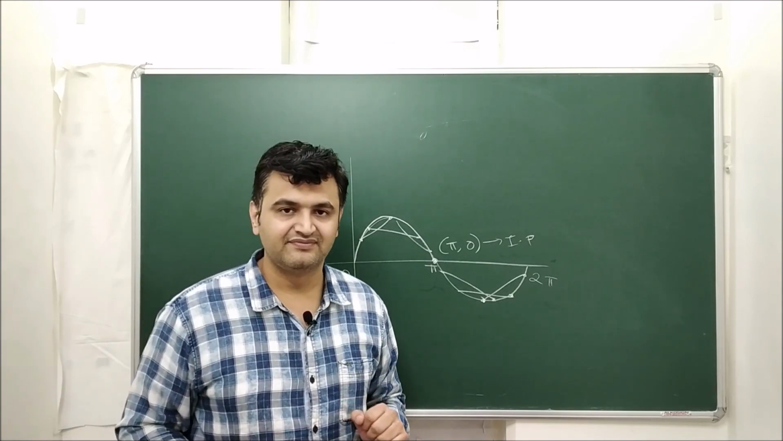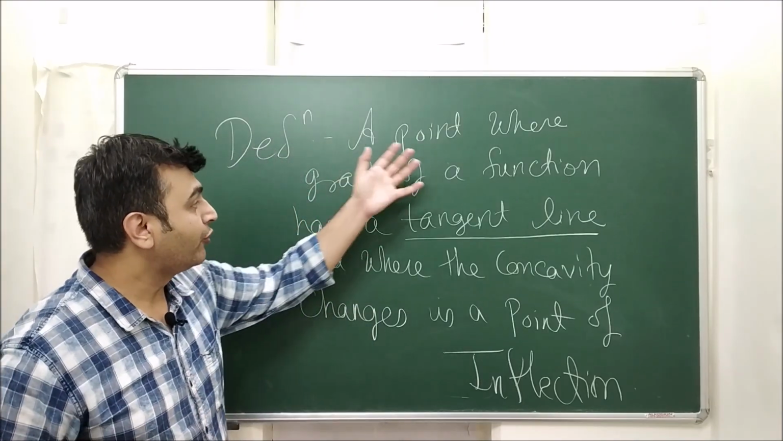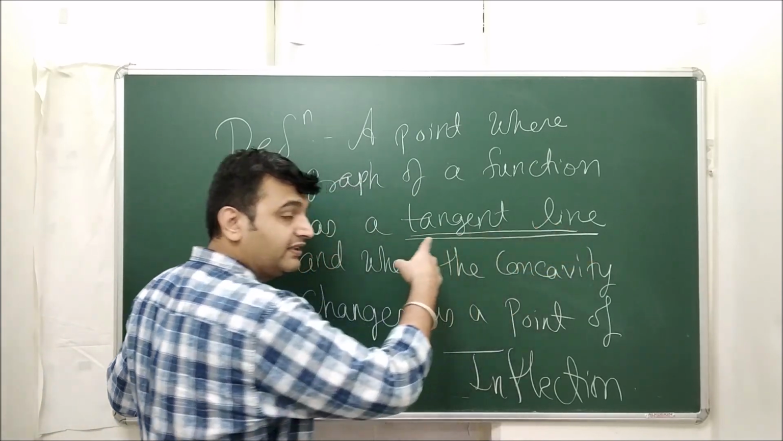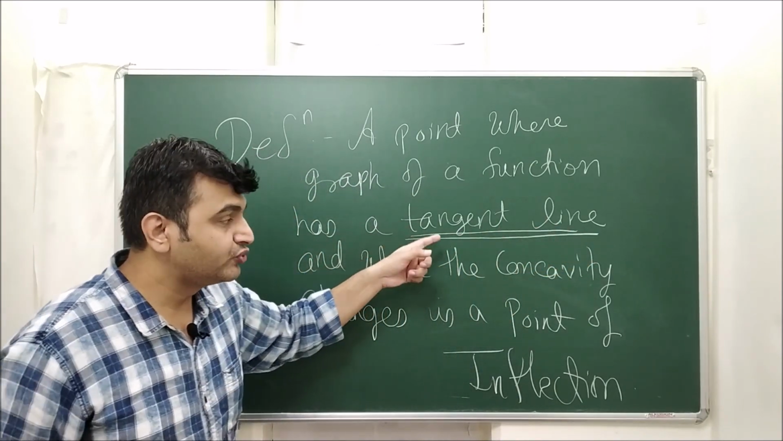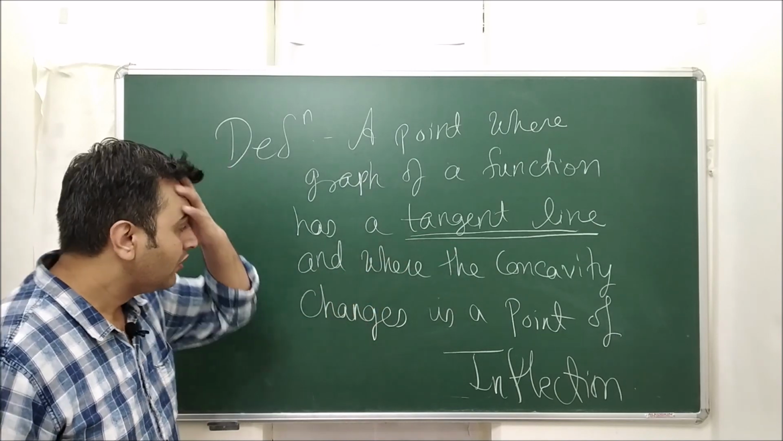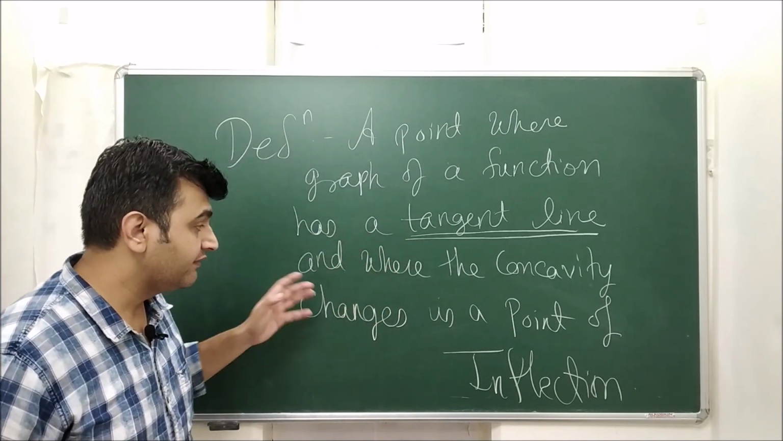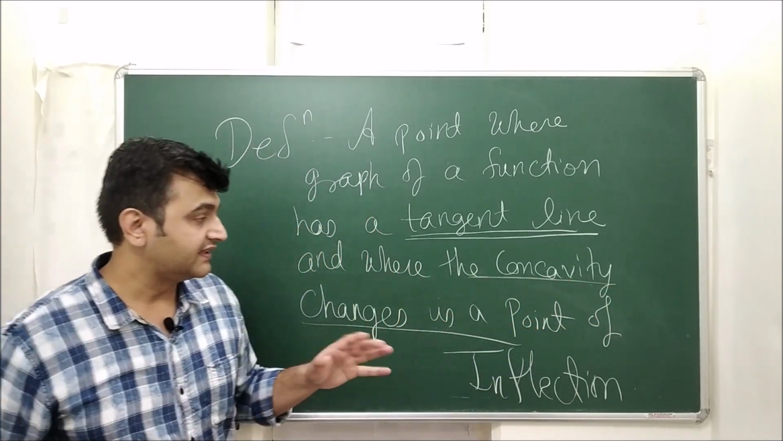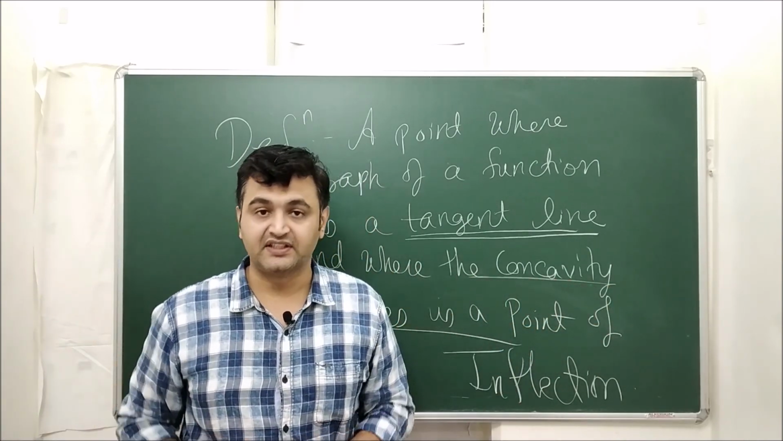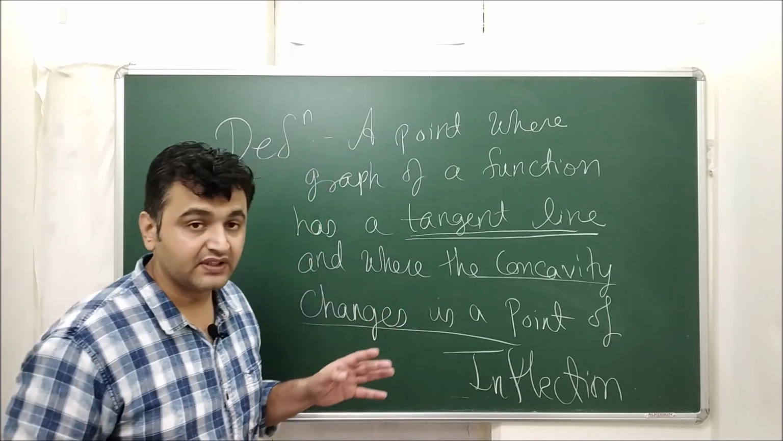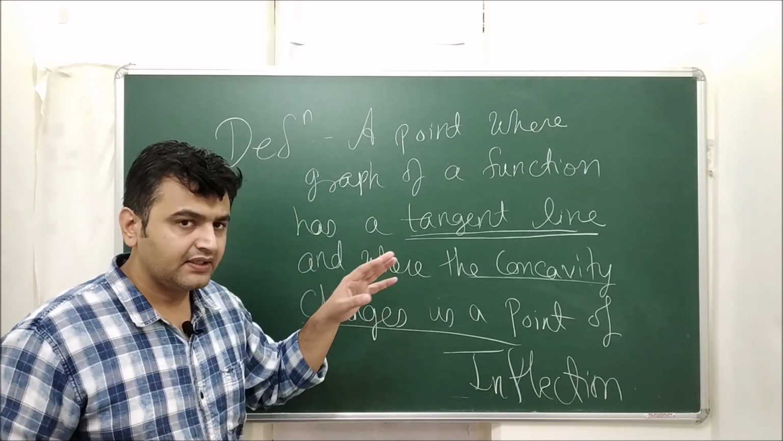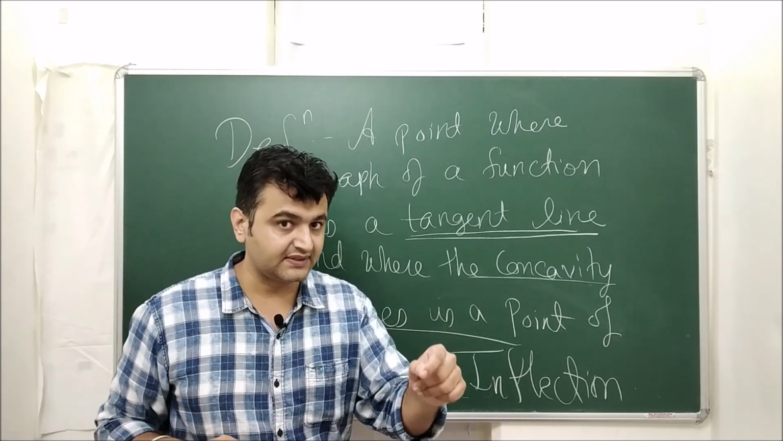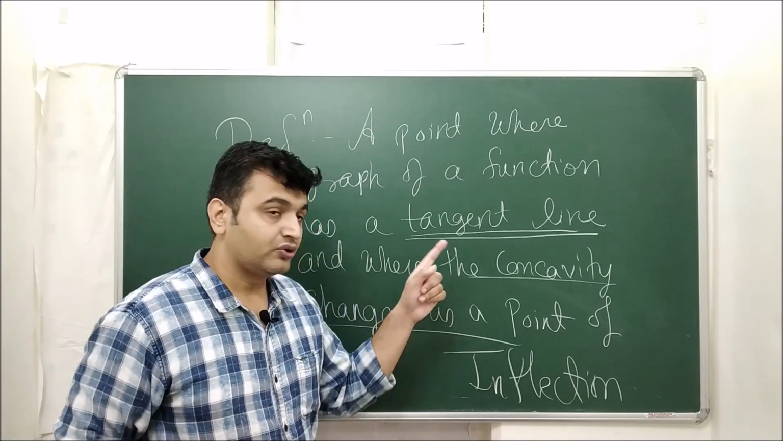So here is the definition: a point where the graph of a function has a tangent line. I have underlined this because people usually tend to forget this point. So where it has a tangent line and where the concavity changes. If these 2 conditions are there, then such points are called points of inflection. Now see, existence of a tangent line: I'm not saying that the derivative should exist at that point. It should have a tangent line.